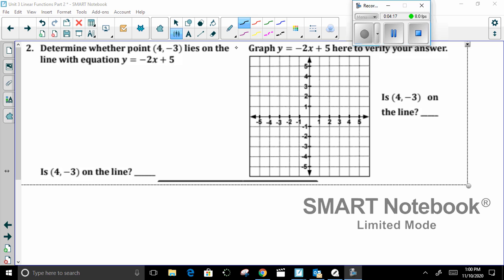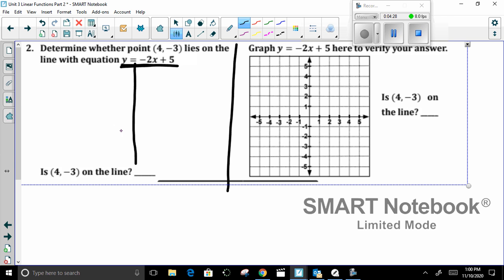All right, let's look at the line that I got going on here. Determine whether this point, (4, -3), lies on that line. So let's go ahead and check it algebraically. Remember, for a point, your first is x and your second is y. So let's plug them in where we see them.